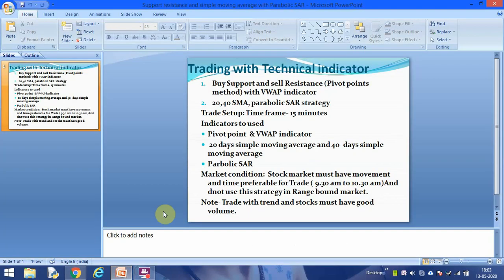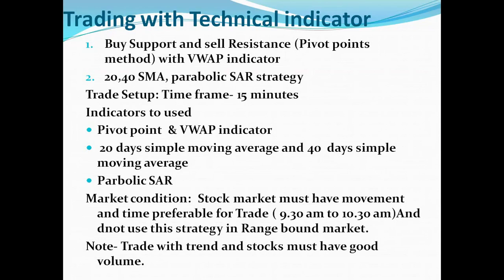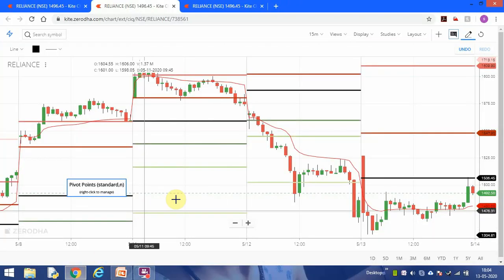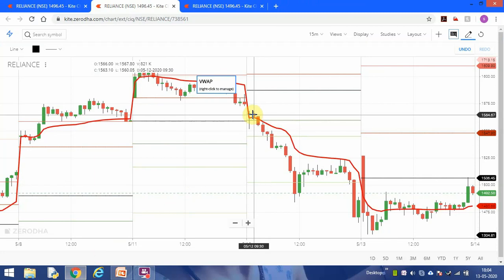the preferable time frame for taking a trade is 9:30 to 10:30, because the market has maximum momentum. So you must follow that. Then see, I applied it here.